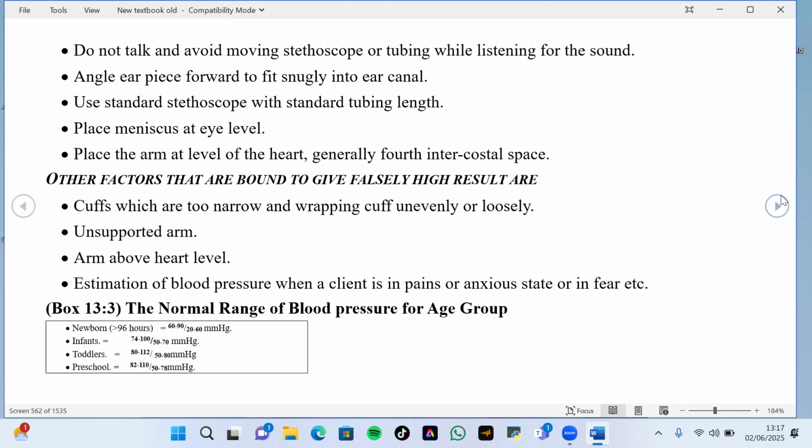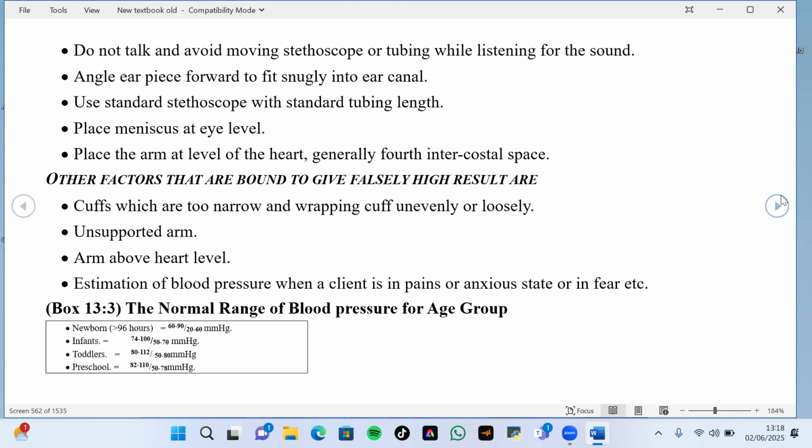Other factors that are bound to give falsely high results are when the cuffs are too narrow and wrapped unevenly or loosely. When the arm of the patient is unsupported, some of you will just be hanging the patient's hand, you get a false high result. And also when the arm is above the heart level.